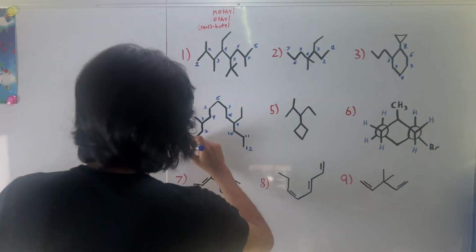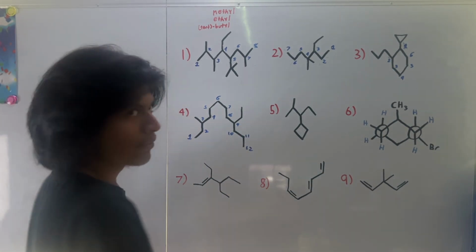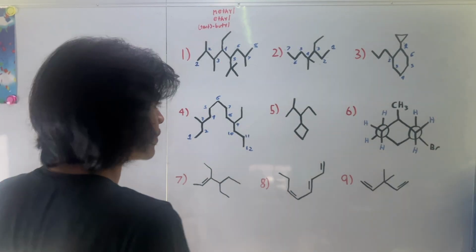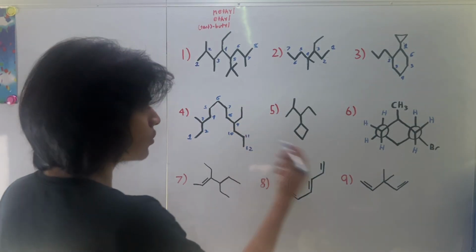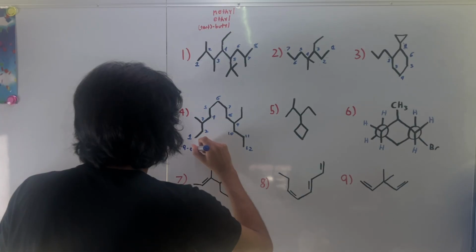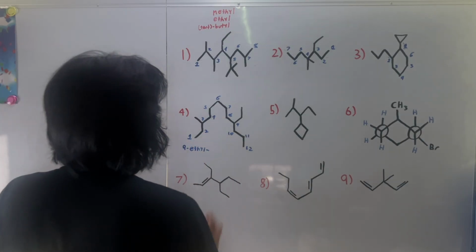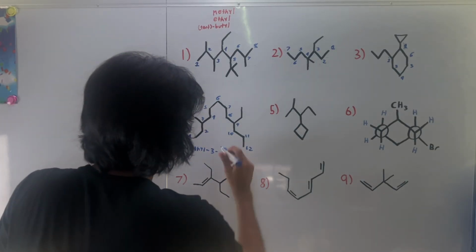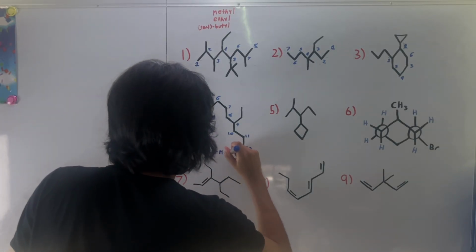So what we're gonna do is now when we start naming it, we go by alphabetical order again. So here our ethyl comes first. It's in the 9th position. So we have 9 ethyl. Then we go to our methyl group, which is at the 3rd position. 3 methyl.